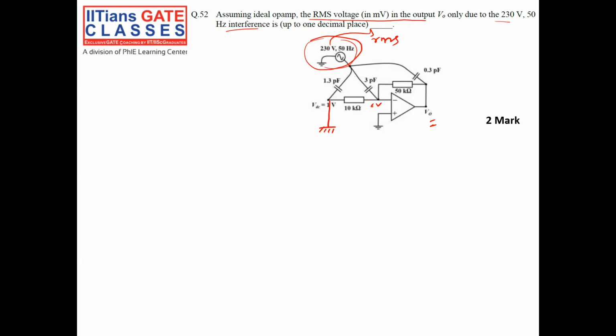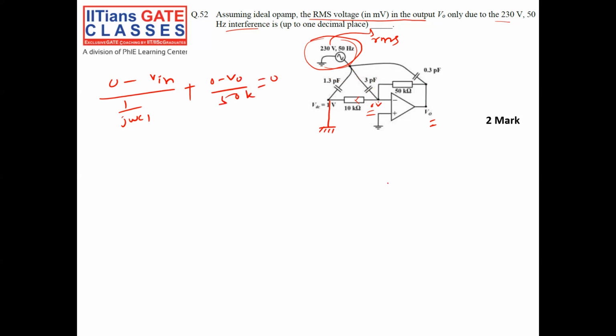Now let's calculate the output. For calculating output, let us apply a nodal equation. This is a very easy question, it just looks complicated. Suppose I apply the nodal equation here. This is 0, this is 0, so this will have no effect. So let us apply this: 0 volt minus the input Vin divided by the impedance, which is 1 by j omega C1, that is, j omega C1, plus 0 minus V0 by 50K, equal to 0. Clear?